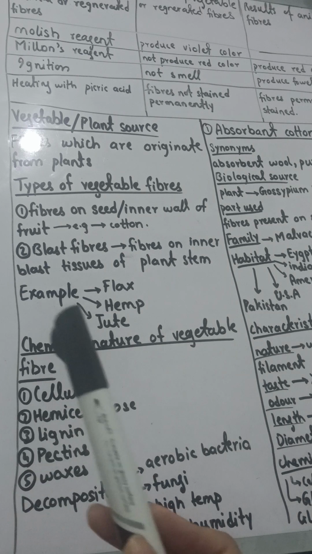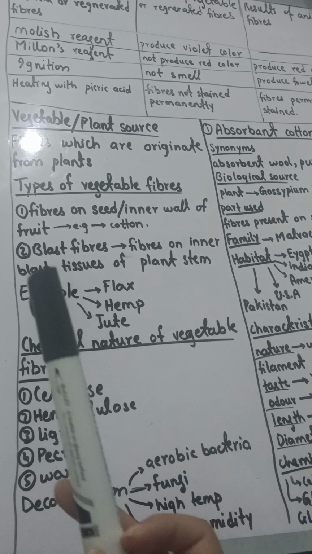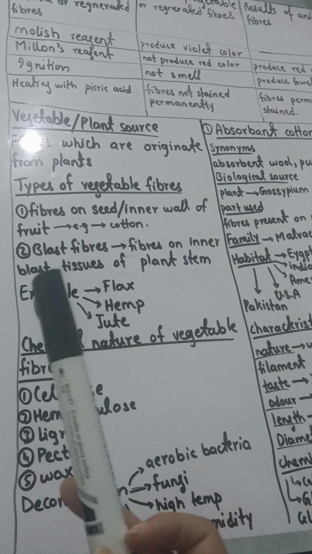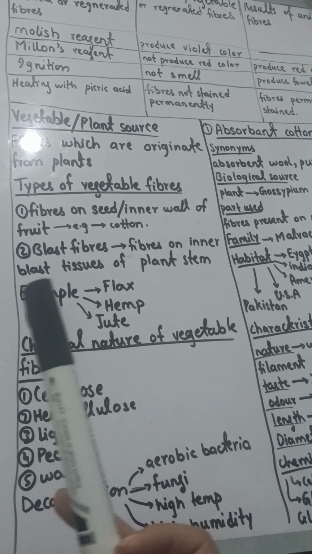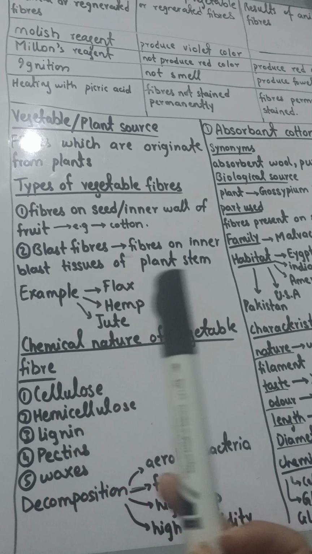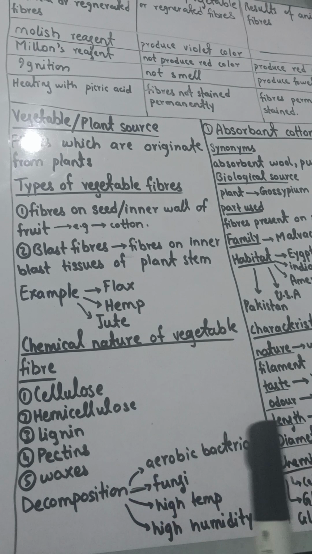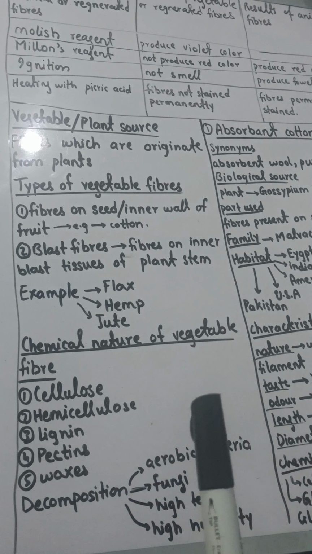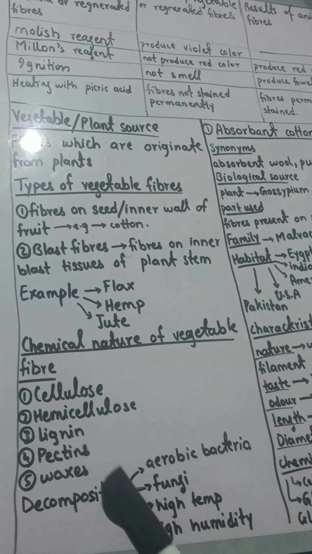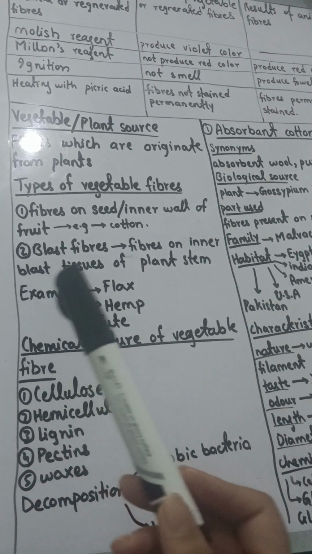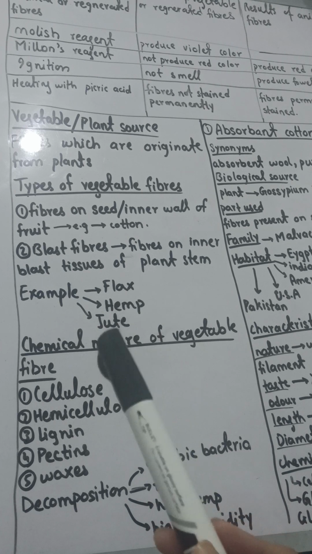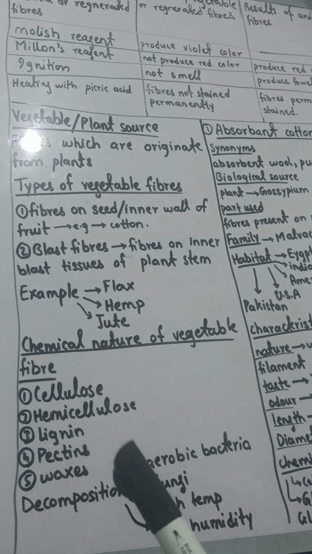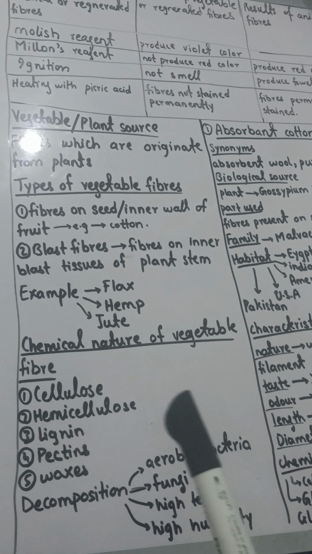The second kind of fibers obtained from plants are the bast fibers. What are the bast fibers? These are the fibers which are present on the inner bast tissues of the plant stem. Various plant stems consist of bast tissues, and on the inner side of these bast tissues, these fibers are attached. Examples of these bast fibers are flax, hemp, and jute. So these kinds of fibers are obtained from the bast.